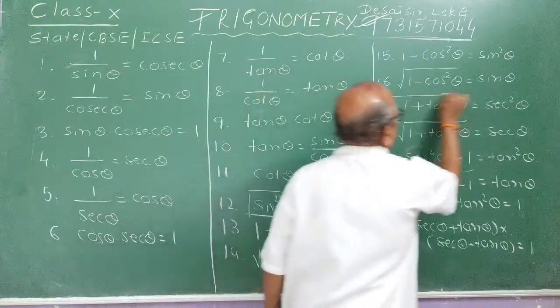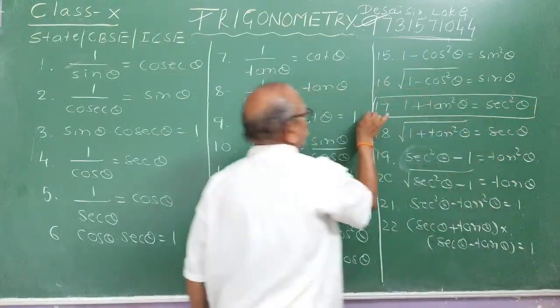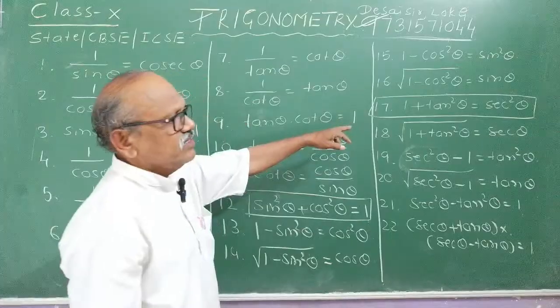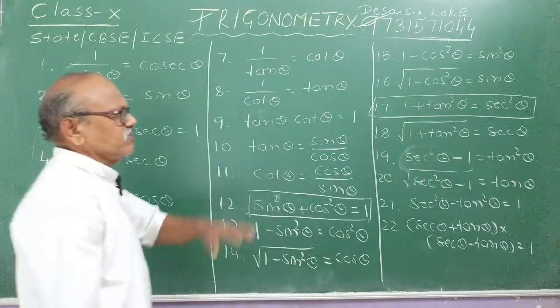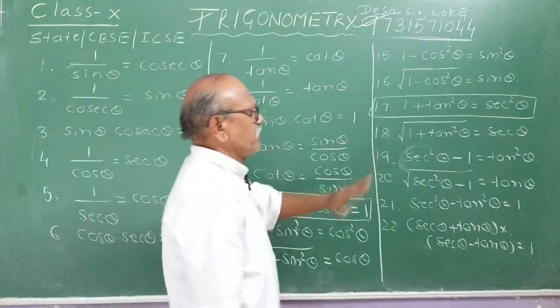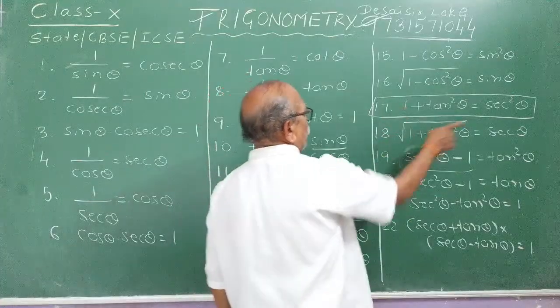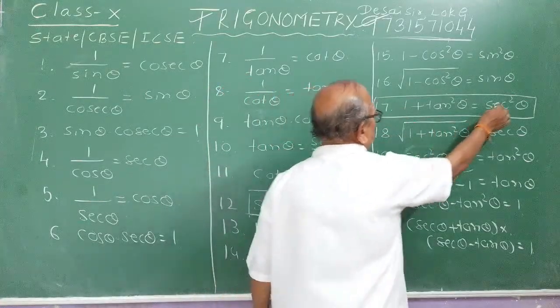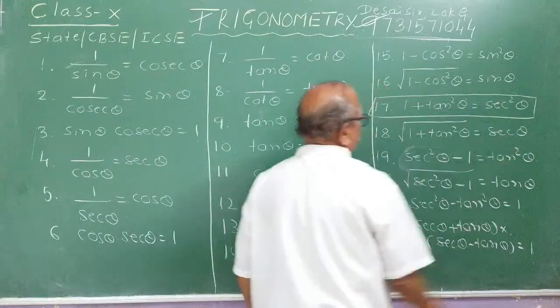Next, main identity. Second identity we proved in the previous class. Those who missed the classes, they are available in the live classes with the thumbnail. You can see them. And take the square root of it. Root of 1 plus tan square theta, square root of sec square theta is sec theta.